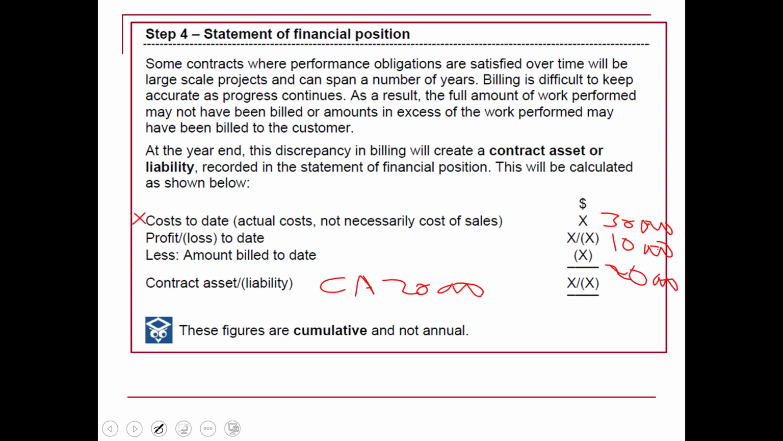If we look at a different scenario, perhaps what we are entitled to get is 30,000 plus 10,000, which is 40,000. But let's say the customer has actually paid us 50,000 to date. It means the customer has paid us more than the profit component plus the cost we have already incurred. So the customer has paid us 10,000 more. So if the customer has paid us 10,000 more, it means it's a current liability because we actually owe the customer 10,000 for work we have not yet done. So that's step number 4.